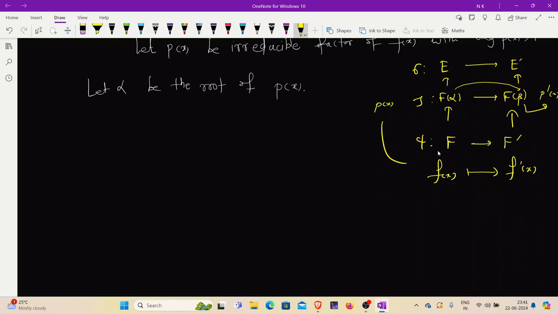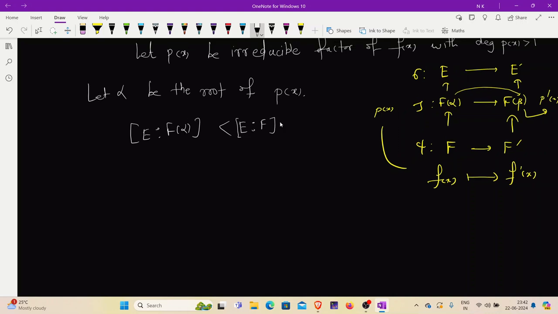The number of extensions of this psi to sigma can be counted: in how many ways can we extend psi to tau, and in how many ways can we extend tau to sigma. Now, what is the degree of extension of E over F(alpha)? We can easily say that the degree of extension of E over F(alpha) is less than the degree of extension of E over F, right?